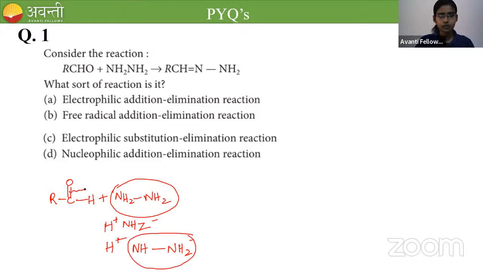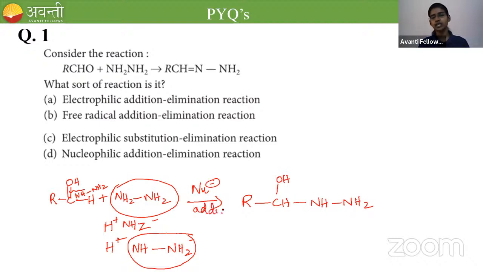So break the bond, add H here and NH-NH2 to the carbon. What you will get from here? R, CH, single bond, OH, and on the other side you will have NH-NH2. This is what we have done in the first step. This step is called nucleophilic addition. We are adding the NH-NH2 nucleophile to the carbonyl carbon. Got it? And then we are eliminating the H2O from this reaction.